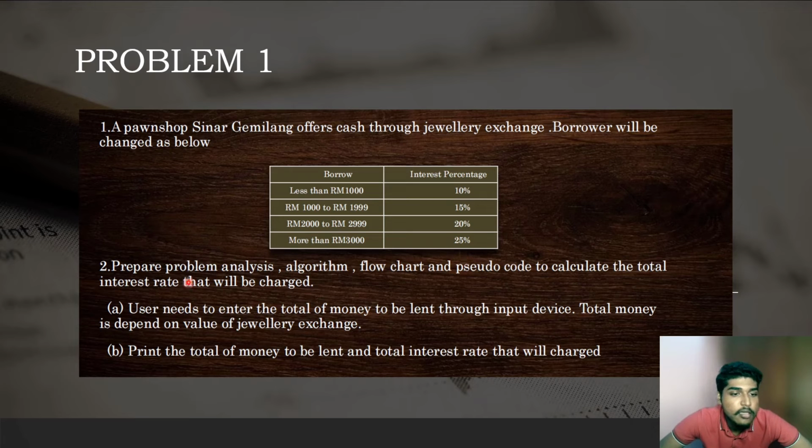Question 2 asks us to prepare problem analysis, algorithm, flowchart and pseudocode to calculate the total interest rate that will be charged. 2a asks a user to enter the total of money to be lent through an input device. Total money depends on the value of the jewelry exchange. And 2b asks us to print the total of money to be lent and the total interest rate that will be charged. The problem analysis, algorithm, flowchart and pseudocode will be explained by my teammate, Lugendran. So Lugendran will be taking over the presentation.